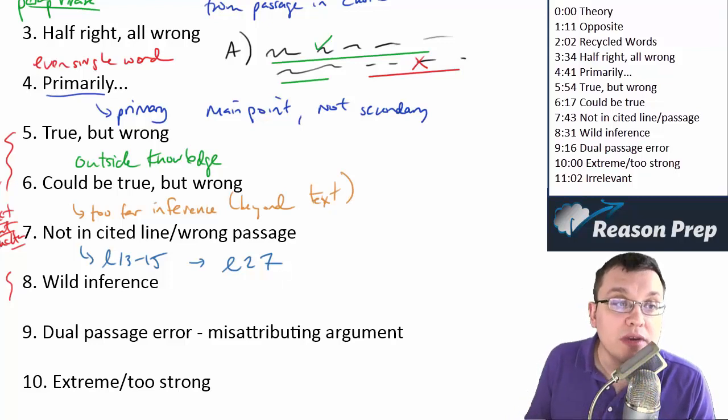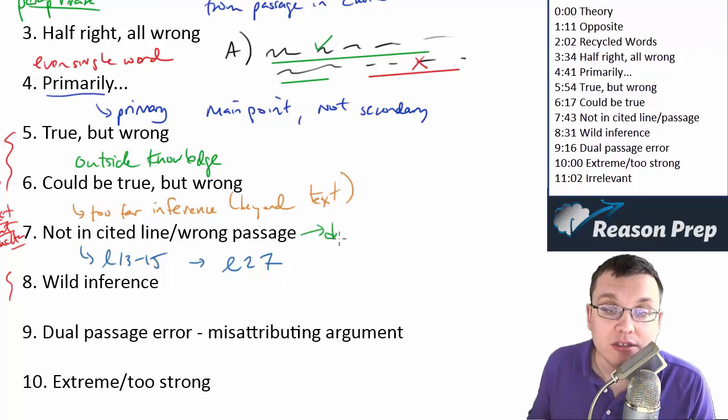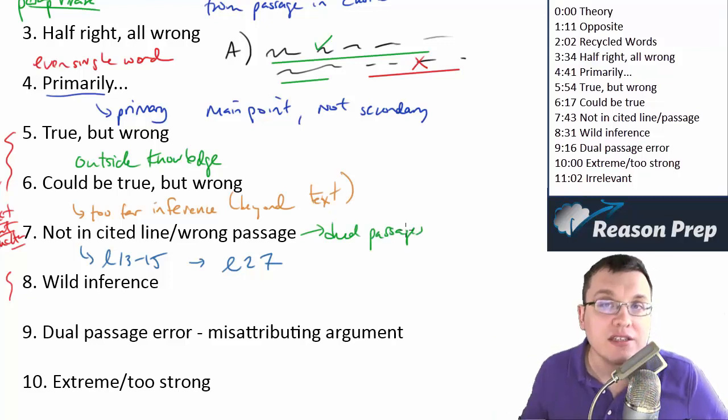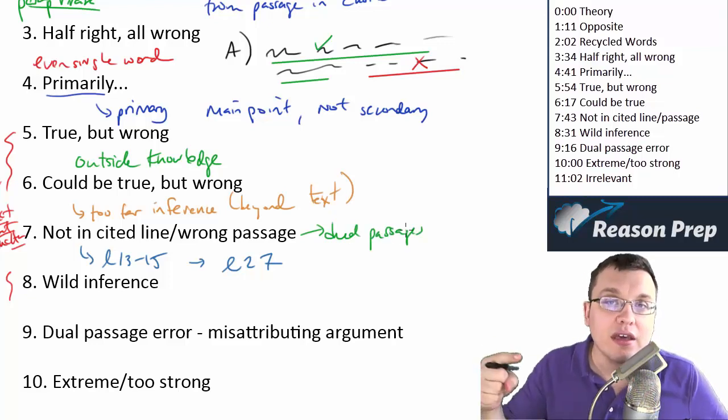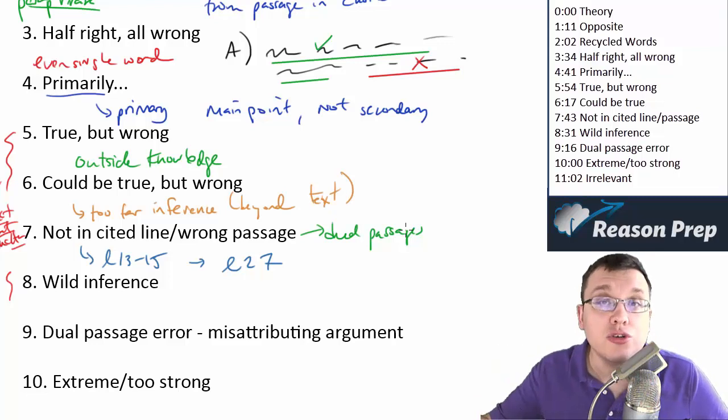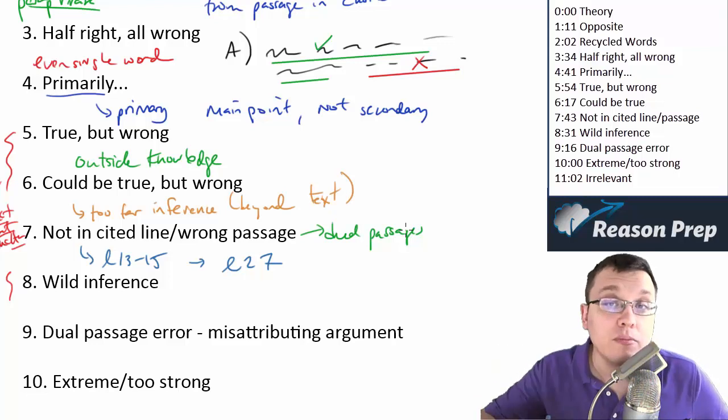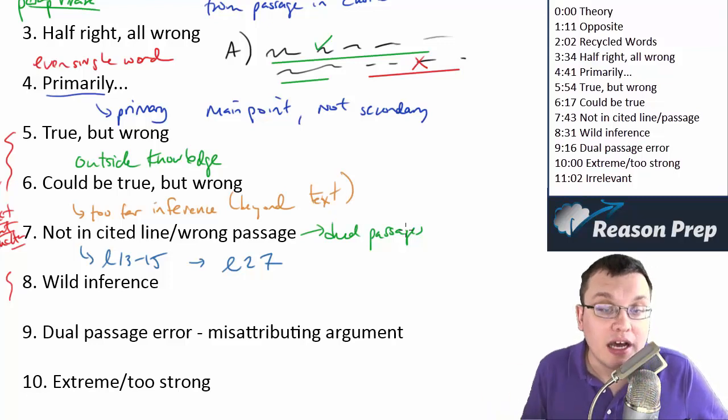Wrong passage would be if you're dealing with dual passages. We've talked about this as well, or sometimes they will pull stuff from one passage to make you think they'll pull stuff from passage 2 for a question on passage 1. And of course, it doesn't make any sense. If it's about passage 1, it's about passage 1, not about passage 2.